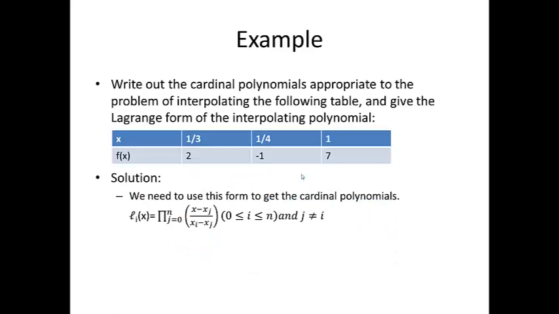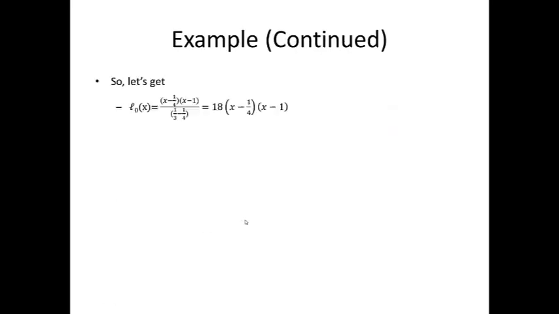So, this example asks us to write out the cardinal polynomials appropriate to the problem of interpolating the following table, and give the Lagrange form of the interpolating polynomial. So, what we need to do is use this form to get the cardinal polynomials, and this form is L sub i of x equal to the product over j from 0 to n of (x minus x_j) divided by (x_i minus x_j), for i between 0 and n inclusive, and i not equal to j. So, let's get cracking.